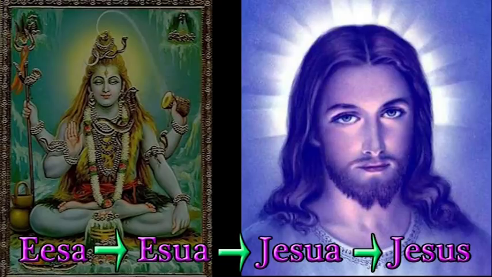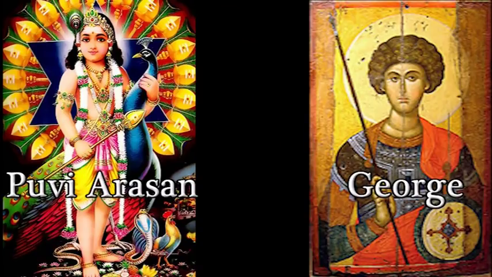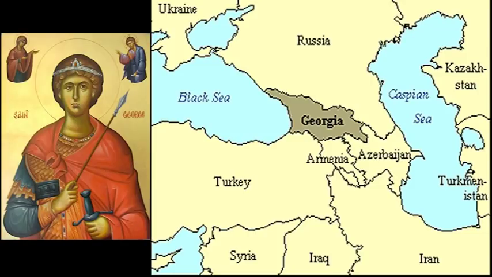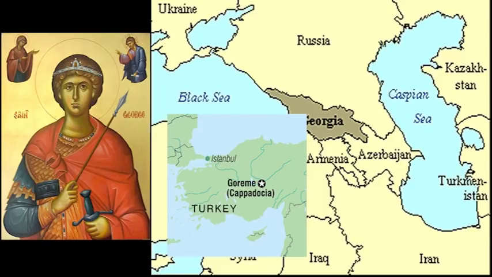Just like Jesus was named after Shiva as Isa, which deformed to Jesus, George was named so after Murugan, the Slavic version of Puvi Arasan. In fact, there is a country called Georgia, situated to the north of Anatolia between Black Sea and the Caspian Sea, thus proving the Slavic origin of the name George, even though it was named after Saint George, who was born in Cappadocia near to Georgia.